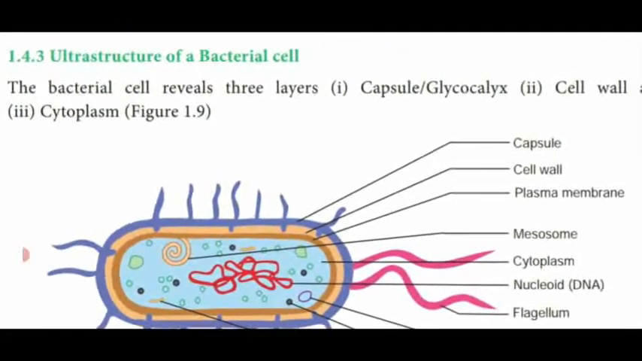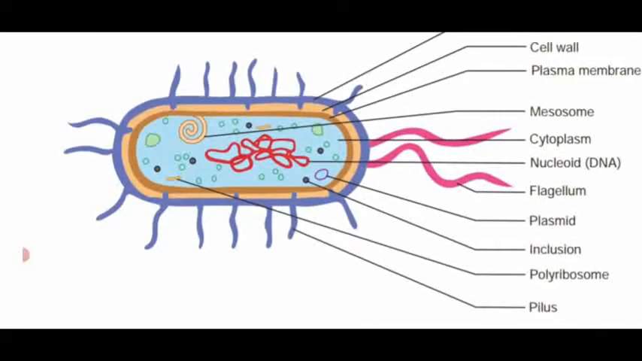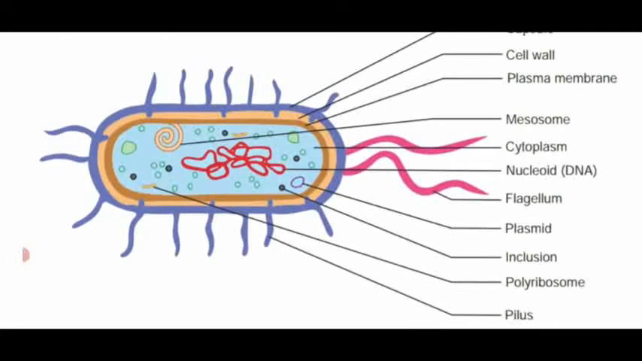So this is the ultrastructure of bacteria. We have seen everything in the previous video class, that is capsule, cell wall, plasma membrane, mesosome. What is the mesosome? The plasma membrane which has a coiled structure in the form of vesicles, round or tubular or lamellae, is named as mesosome, which is responsible for respiration and binary fission.